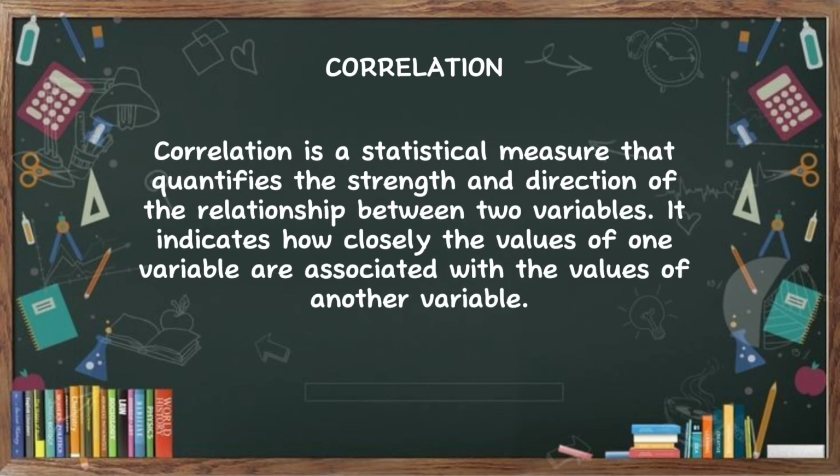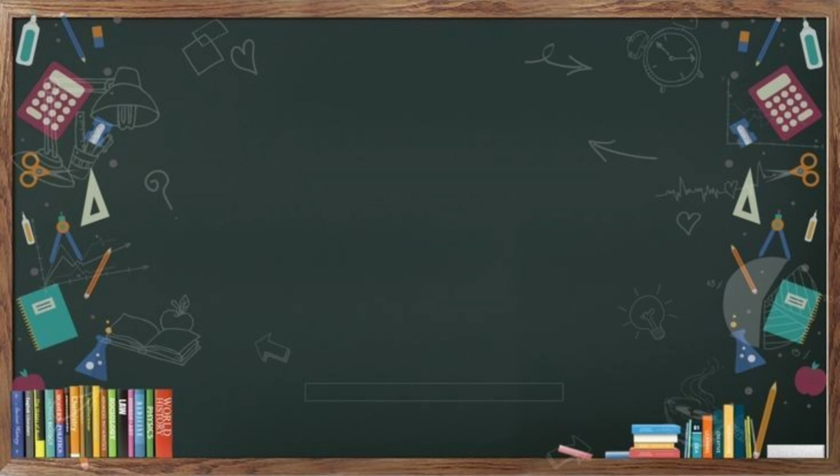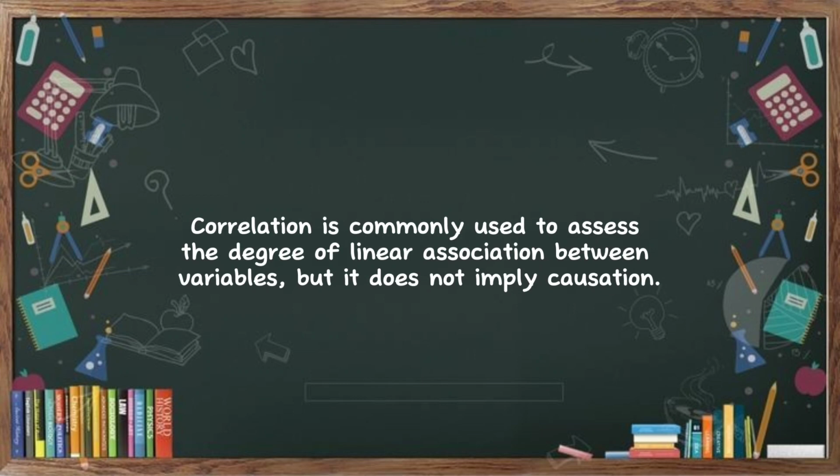Correlation is a statistical measure that quantifies the strength and direction of the relationship between two variables. It indicates how closely the values of one variable are associated with the values of another variable. Correlation is commonly used to assess the degree of linear association between variables, but it does not imply causation.